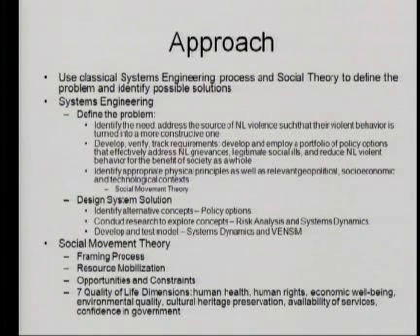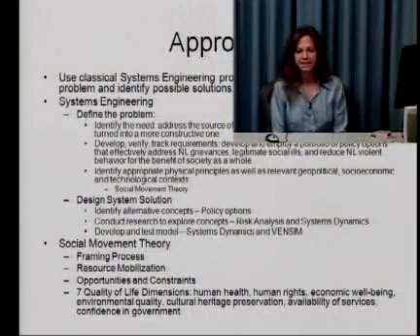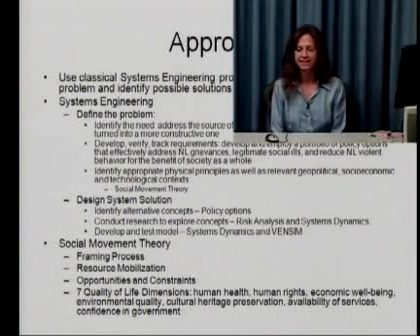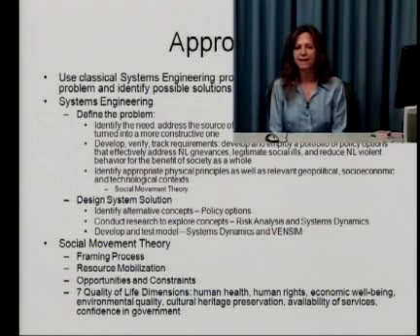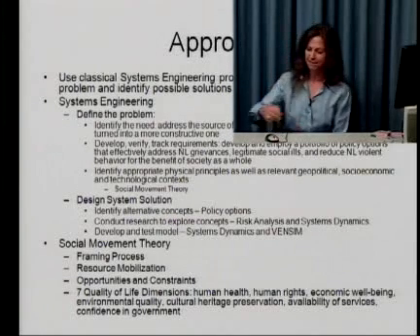And we need to identify the appropriate socioeconomic and technological context, which we will do with the social movement theory. And in designing a system solution, we've identified some policy options. To conduct the research to explore the concepts, I have used the risk analysis model and systems dynamics. And then to develop and test the model, again, using systems dynamics as well as the VinSim software. And in the social movement theory, I'm going to identify the three key components: the framing process, the resource mobilization, opportunities and constraints, and then do that within the 7 quality of life dimensions that Professor Enge's already defined for us.